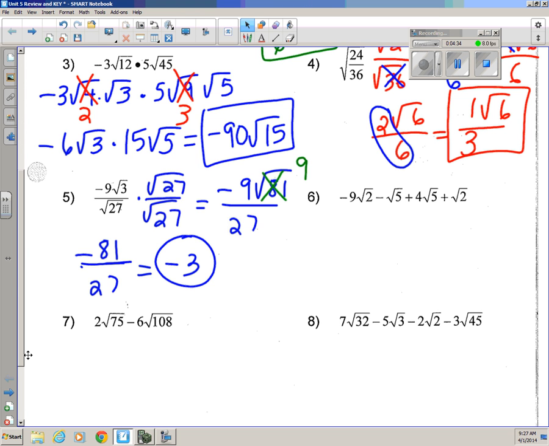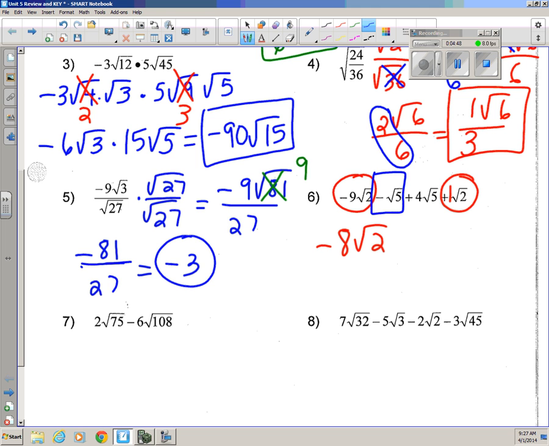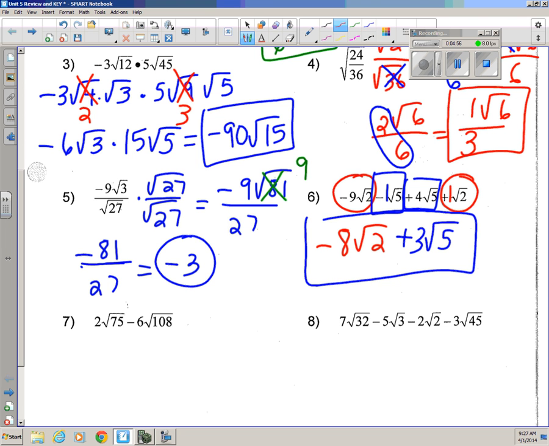On the next one, I'm adding and subtracting. I'm looking for like radicals. Here I've got negative 9 radical 2's. Here I've got positive 1 radical 2's. That adds to negative 8 radical 2's. Here I have negative 1 radical 5 plus 4 radical 5, which adds to 3 radical 5. These are not like radicals. I cannot combine them. It's not multiplication, it's addition. There's your final answer.